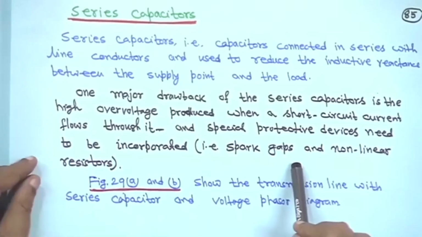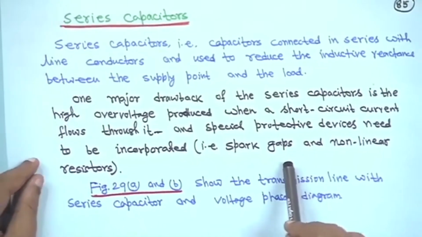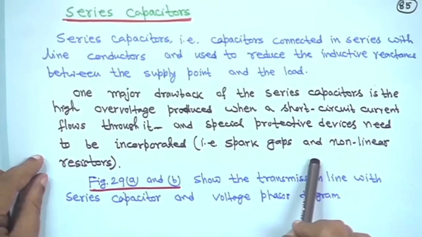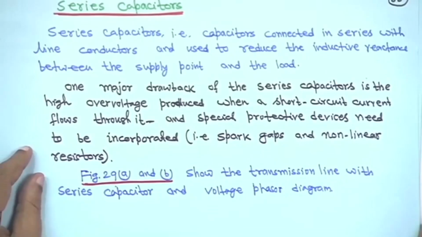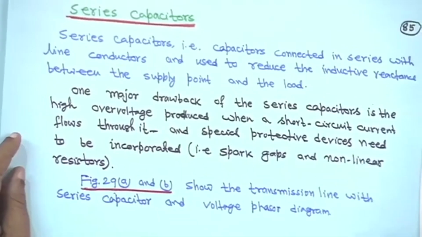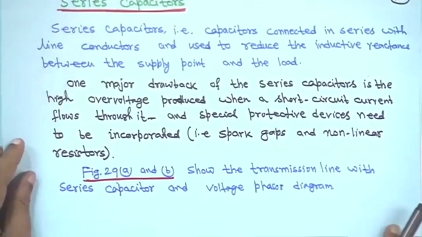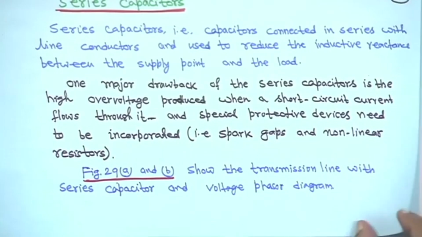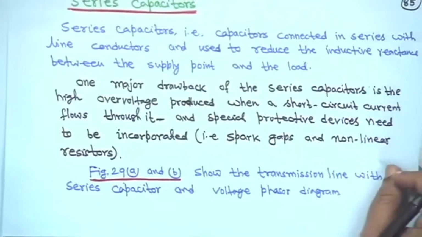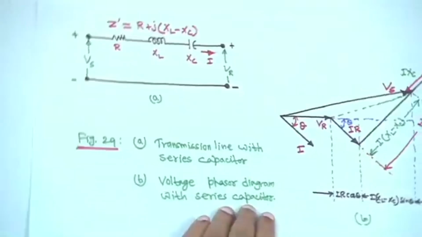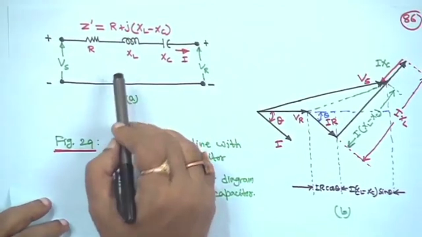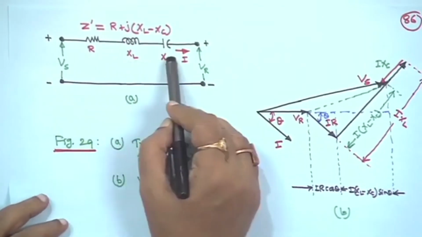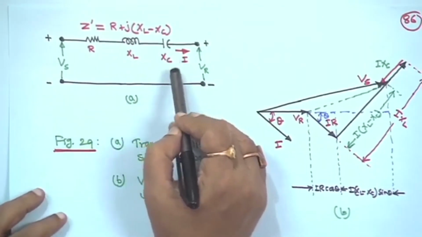If time permits at the end, then I will try to tell something new, but right now we will not go through that. So, when you are connecting a series capacitor in a line, you need a lot of protection. You have to be very careful. We will take a simple circuit diagram for the series capacitor. Suppose you have a transmission line with sending end voltage and receiving end voltage, R and XL is the transmission line, and a series capacitor is connected in series.